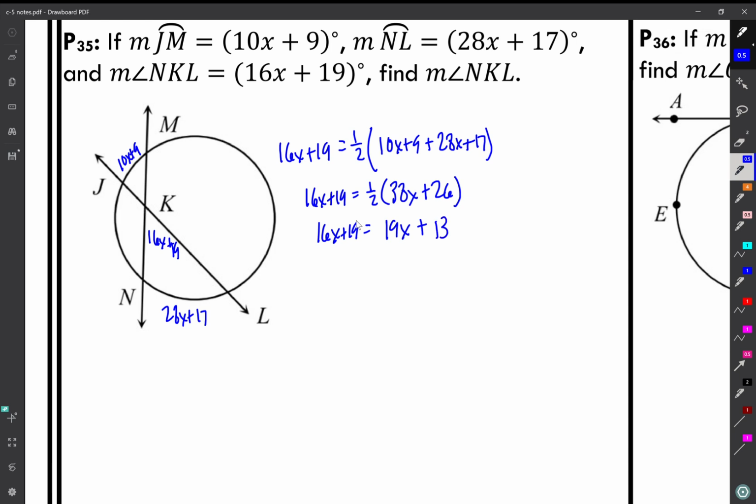Okay, and that's going to give me, okay, now we can get the x's. I'm going to bring the x's over to the right side, so I'm going to subtract 16 from both sides. That gives me 3x over here. Then subtract the 13 from both sides gives me 6 right here. So x is going to be equal to 2.